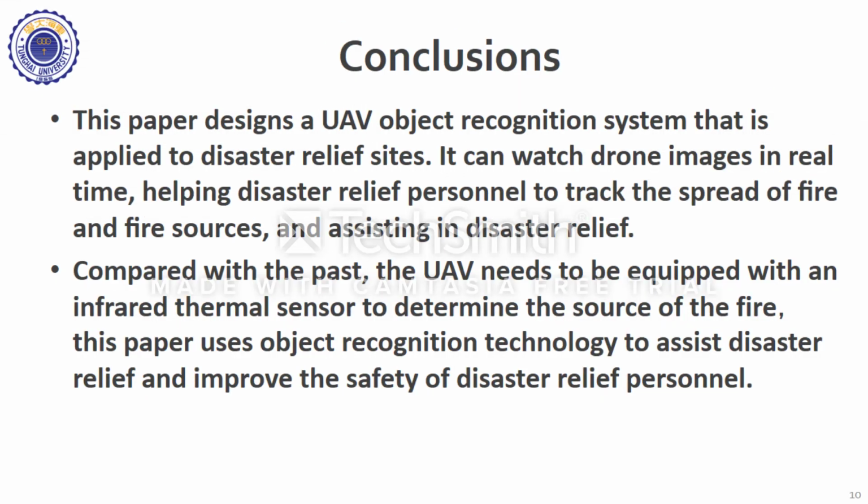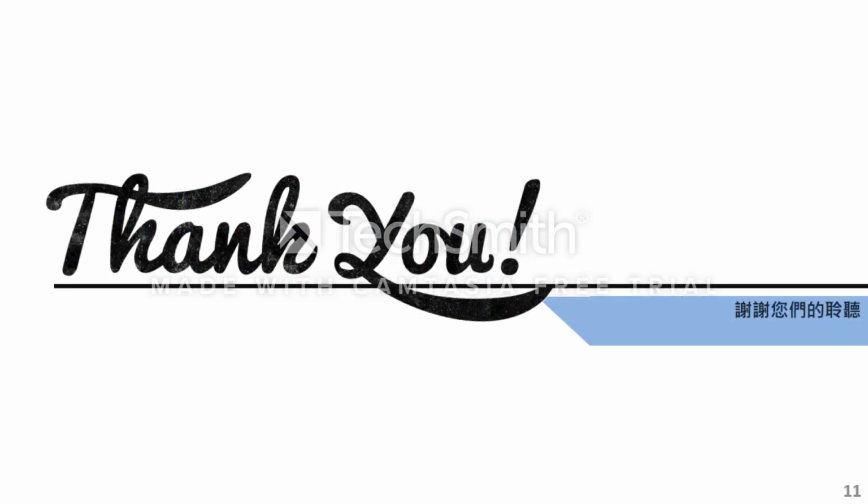I'd like to conclude by: first, this paper designs a UAV object recognition system that is applied to disaster relief sites. It can watch drone images in real time, helping disaster relief personnel to track the spread of fire and fire sources, and assisting in disaster relief. Second, compared with the past, the UAV needs to be equipped with an infrared thermal sensor to determine the source of the fire. This paper uses object recognition technology to assist disaster relief and improve the safety of disaster relief personnel. That brings me to the end of my presentation.